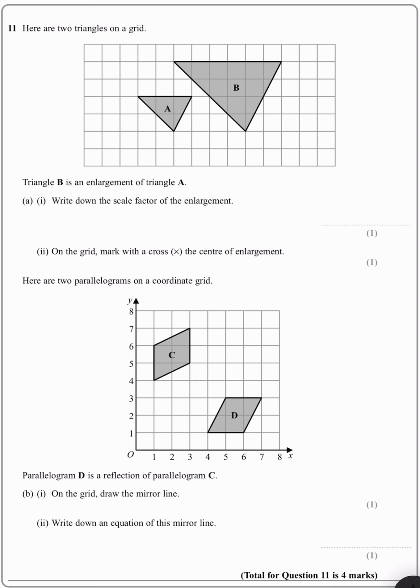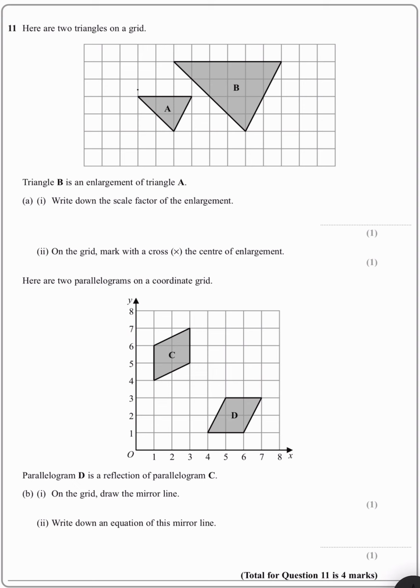Part A says that triangle B is an enlargement of triangle A, right? Obviously B is much larger than A. And part 1 says write down the scale factor of the enlargement. So what scale factor means is how much bigger is it, right? And the way you find out how much bigger it is, is by comparing their sizes, and so we can do that by looking at the sides.